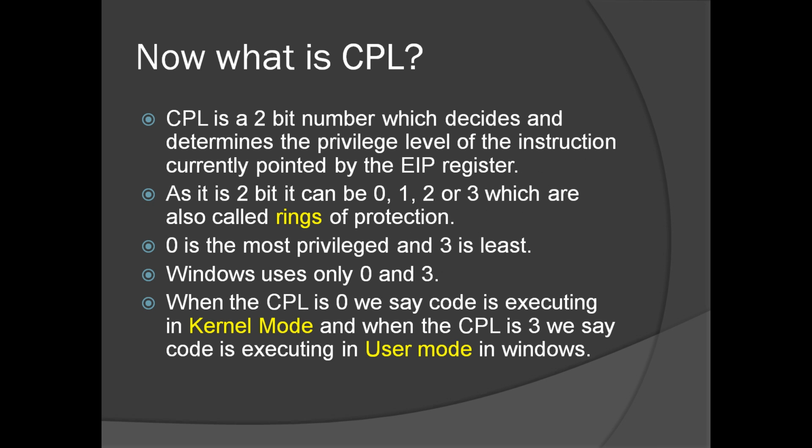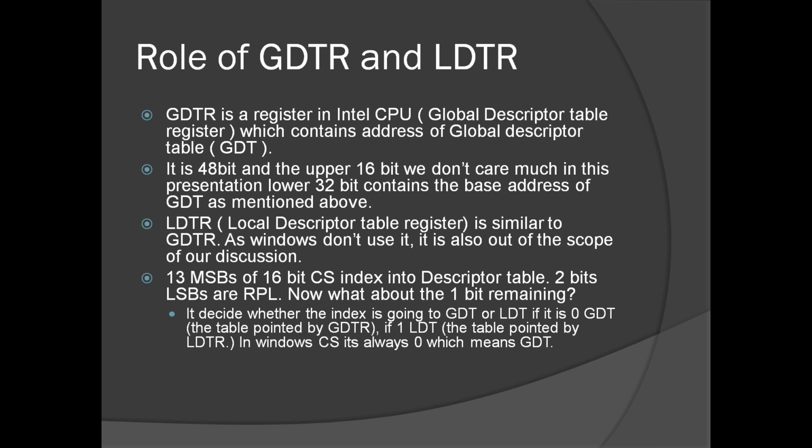CPL is a 2-bit number which determines the privilege level of the instruction currently pointed to by the EIP register. As it is 2-bit, it can be 0, 1, 2 or 3, which are also called rings of protection. 0 is the most privileged level or kernel mode, and 3 is the least privileged level or user mode. Windows uses only 0 and 3, and when the CPL is equal to 0, we say that code is executing in kernel mode. And when the CPL is 3, we say that the code is executing in user mode in Windows.